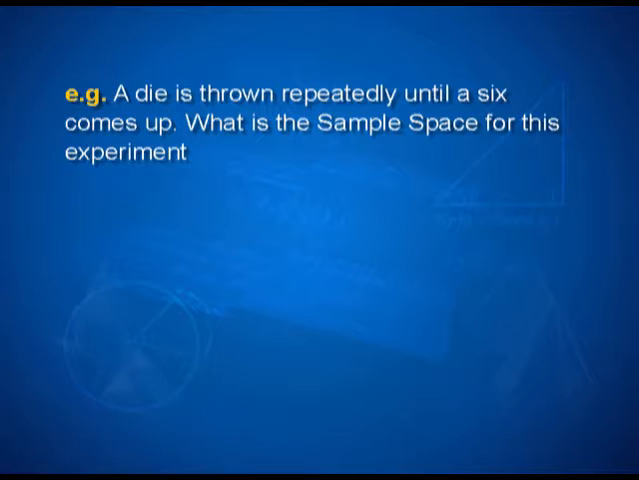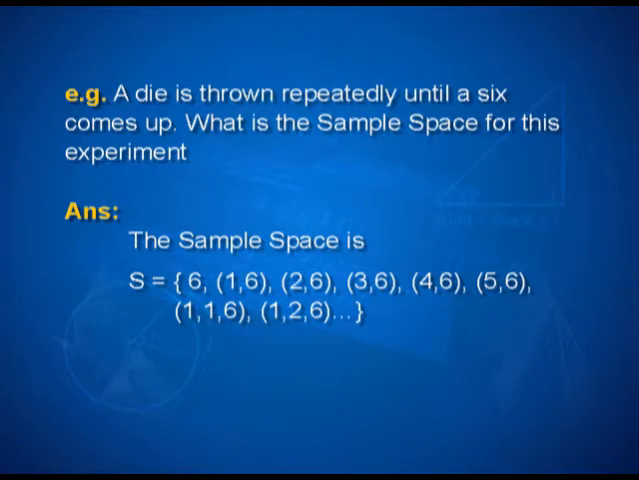Another example here. A die is thrown repeatedly until a 6 comes up. What is the sample space for this experiment? The sample space is S = {6, (1, 6), (2, 6), (3, 6), (4, 6), (5, 6), (1, 1, 6), (1, 2, 6) and so on}. Hence, an infinite number of possibilities occur.